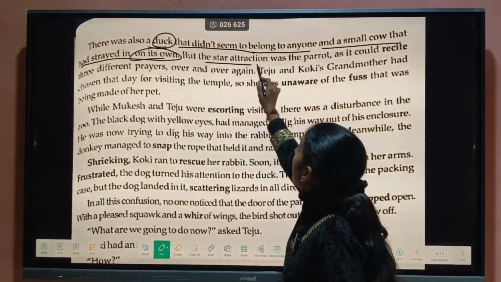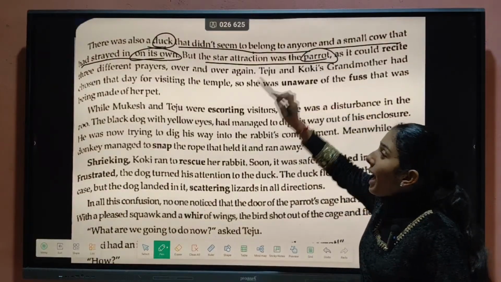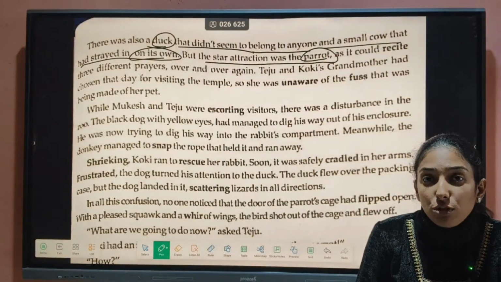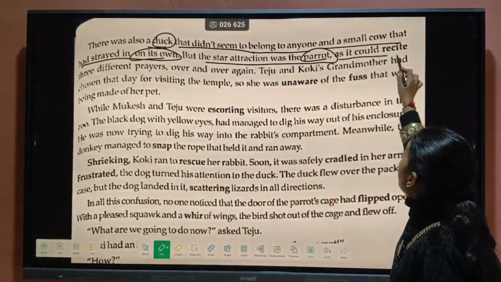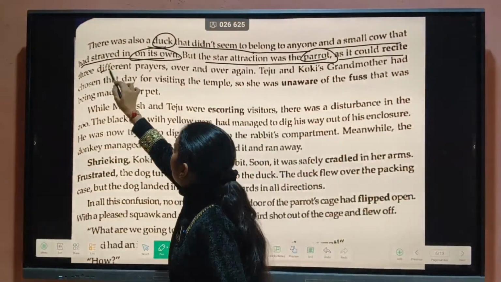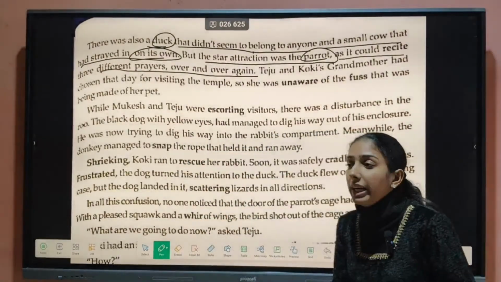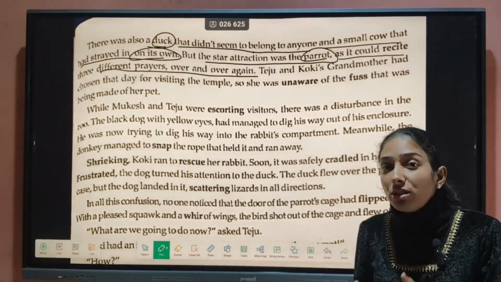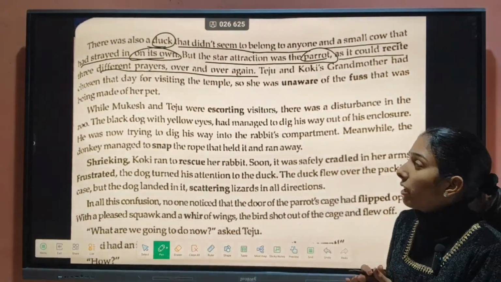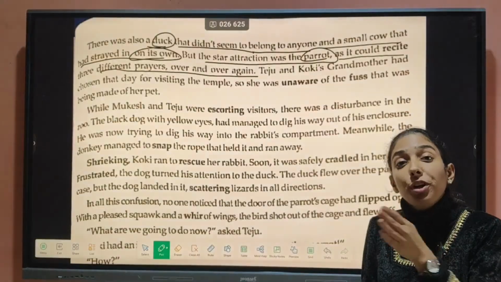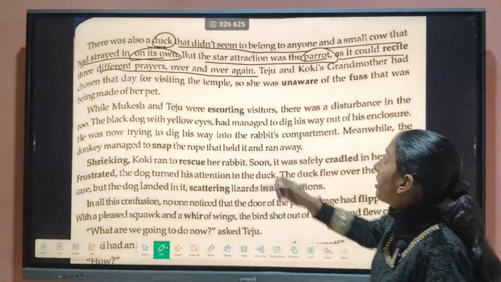But the star attraction was the parrot. Who was the star of the zoo? Of course, it was the religious parrot. As it could recite 3 different prayers over and over again, they have kept the parrot also in the zoo. So the star of the zoo was the parrot, who could recite 3 different prayers again and again.